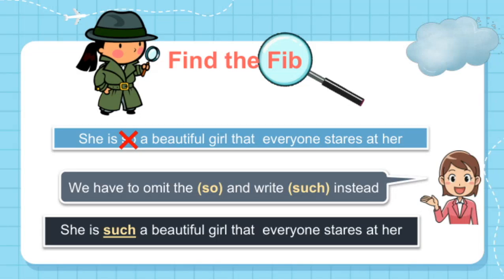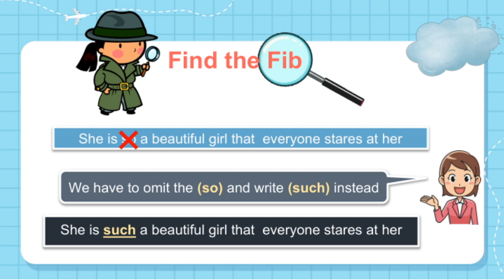Let's take a closer look at this sentence. She is such a beautiful girl that everyone stares at her. Now, notice that we use such instead of so in this context. Why is that? Well, such is used when we want to emphasize the quality or characteristic of someone or something, especially when it is followed by a noun phrase. In this case, such emphasizes the level of her beauty.